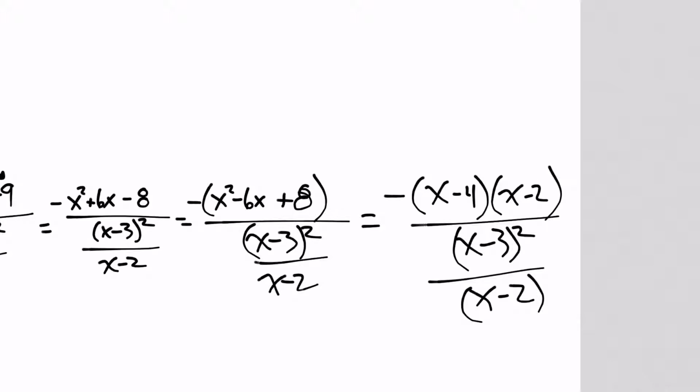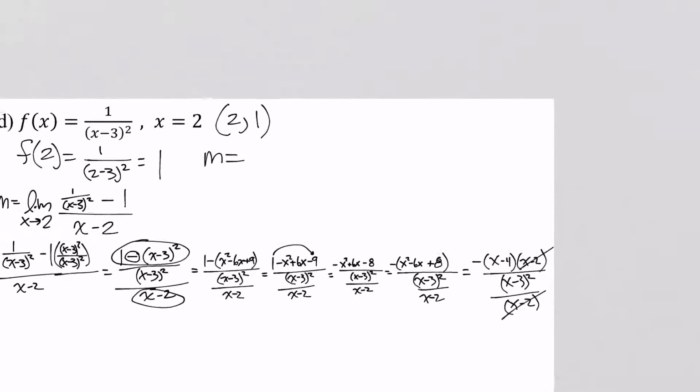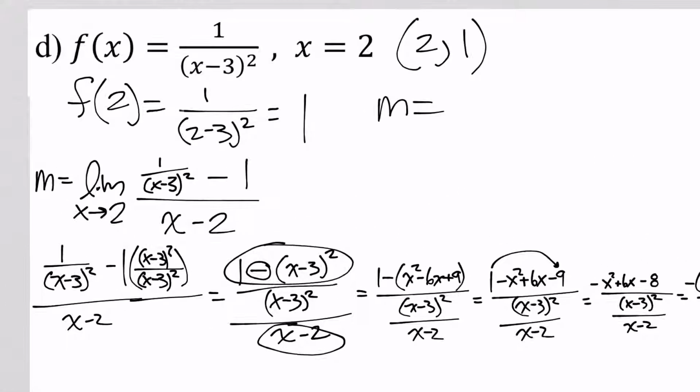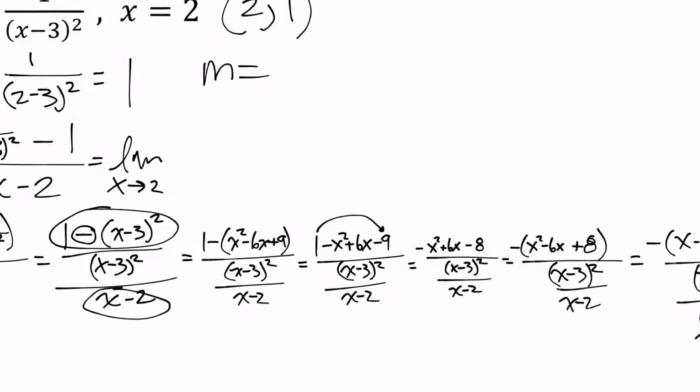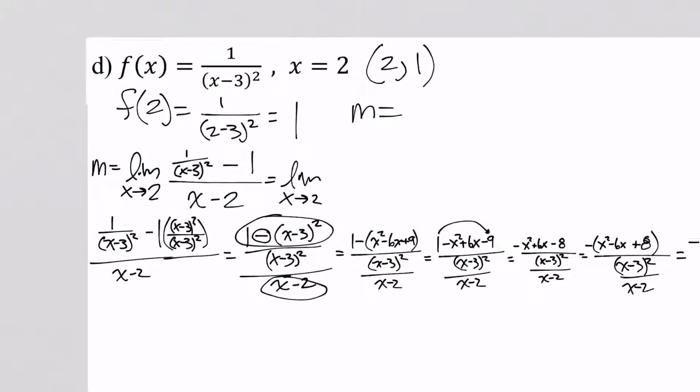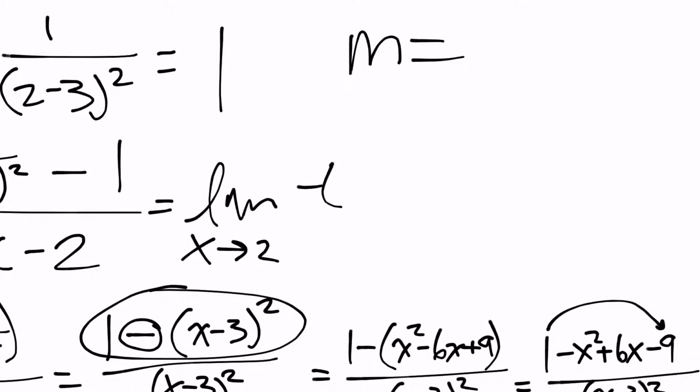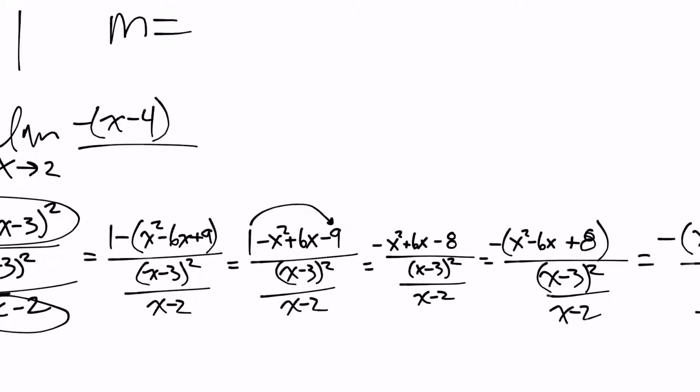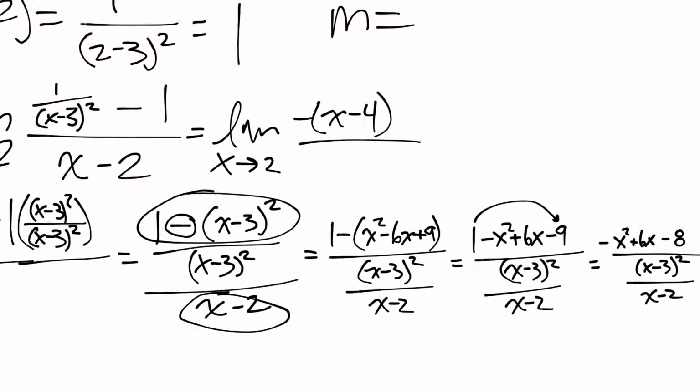And now look, x minus 2, x minus 2. And so we're left with negative (x minus 4) over (x minus 3) squared. So we found our hole, we've taken it out, so this becomes the limit as x approaches 2 of what's left behind. Negative (x minus 4), like that, don't forget your parentheses, divided by our (x minus 3) squared.